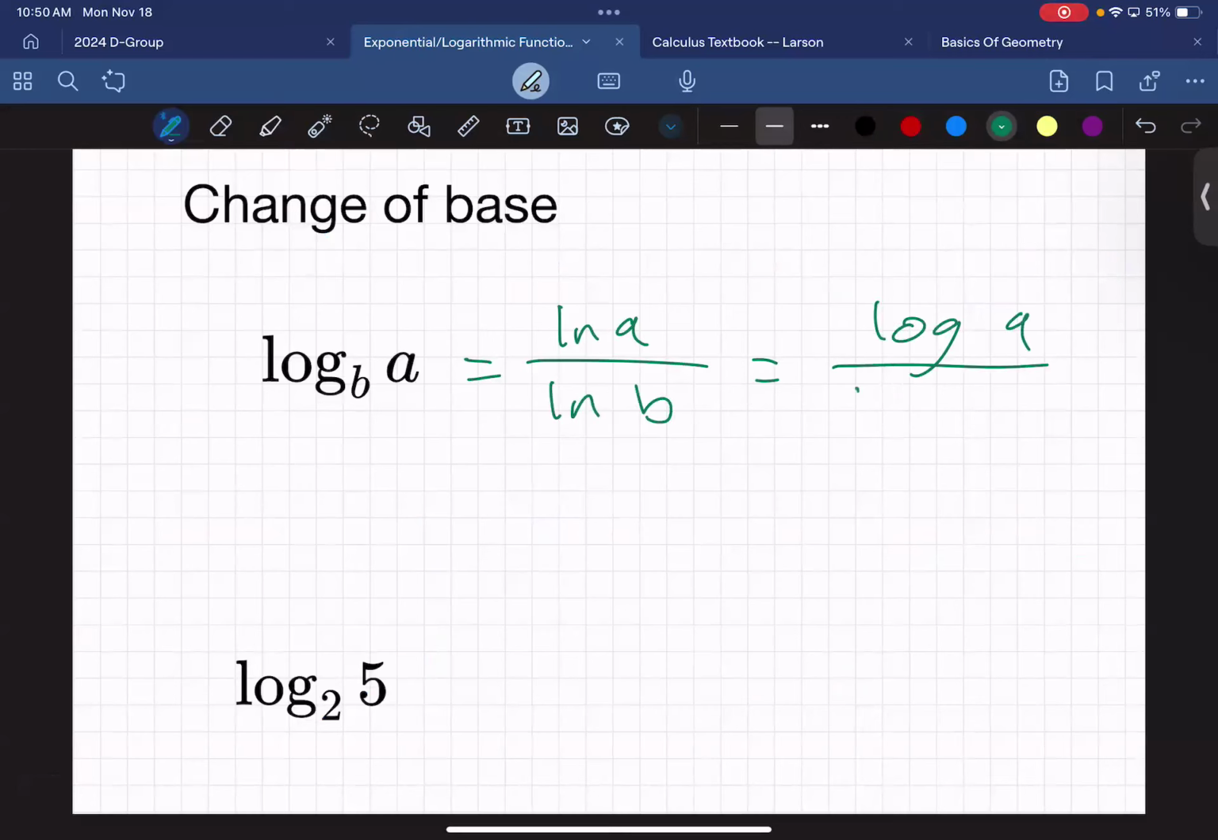This is called the change of base formula. Make sure you go back to the one that we just did to see that log base 2 of 64 could have been done this way.